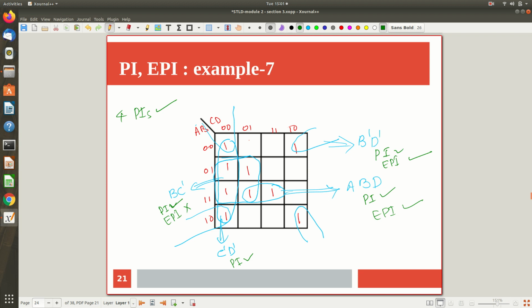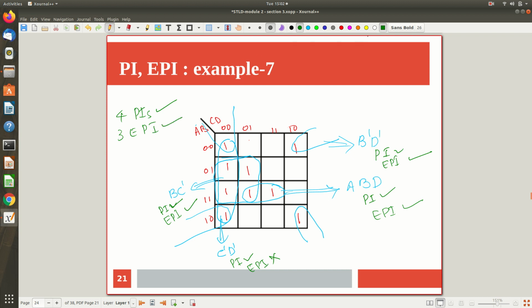Sorry, I made a mistake actually. This was essential, because I thought that this is a vertical one. The vertical one is actually C'D', that is written here. This is not essential. This is actually essential. That I mistakenly took. So you can see that there are 4 prime implicants and 1, 2, 3, there are only 3 essential prime implicants.